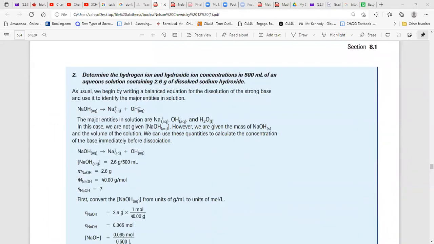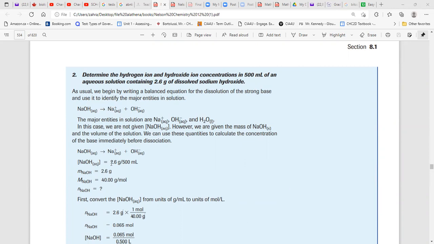Same thing. Determine the hydrogen ion and hydroxide ion concentration in 500 milliliters of an aqueous solution containing 2.6 gram of dissolved sodium hydroxide. Sodium hydroxide is a strong base. It's completely dissociated into the ions. So with 2.6 gram, I need to find the concentration of the OH by turning this to the mole and this to the liter. So I need to have mole per liter, right?